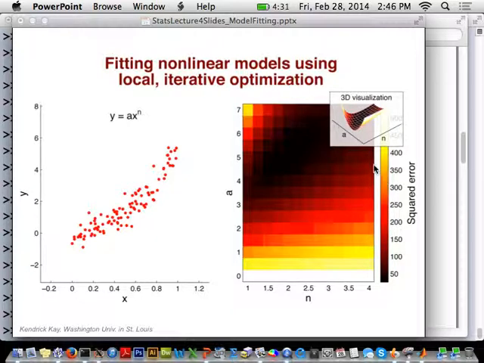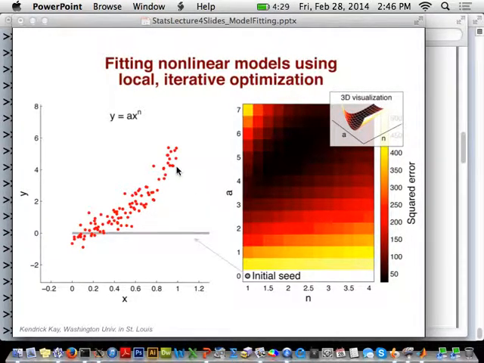Okay, so the name of the game is we just want to find the setting of A and N that is the minimum of this surface. This is the idea of the error surface. We're looking at error, and we can think of all the potential parameter settings as mapping out a surface. So I'm pointing to the minimum because I can see it, but how do you actually find that minimum?